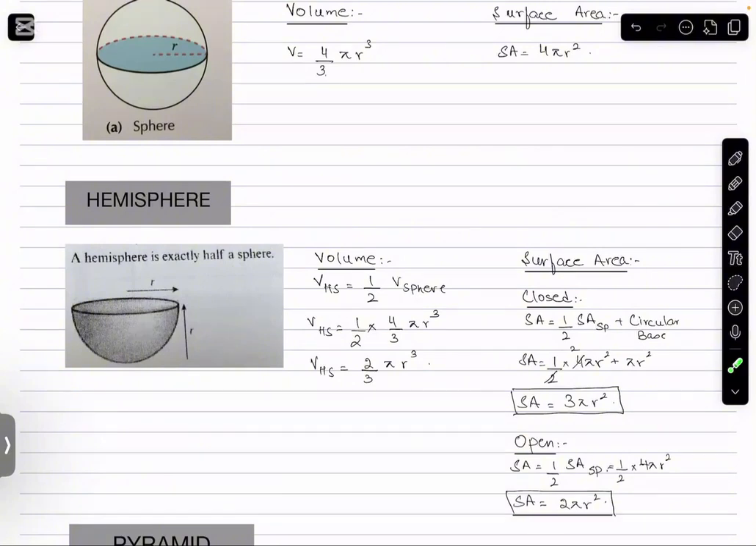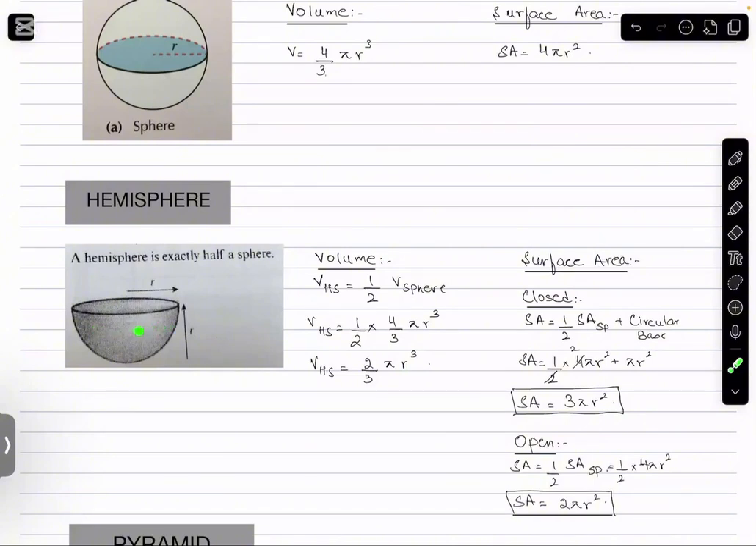Obviously we have cut it through the middle, so it has to be half the volume of the sphere, which is 1/2 into 4/3 pi r cube, or I can say it's 2/3 of pi r cube. So what is going to be the surface area? Surface area then is going to be half.